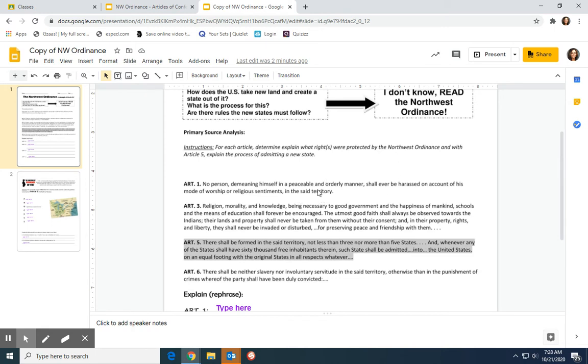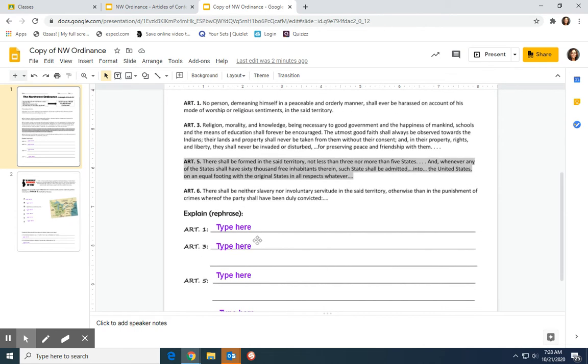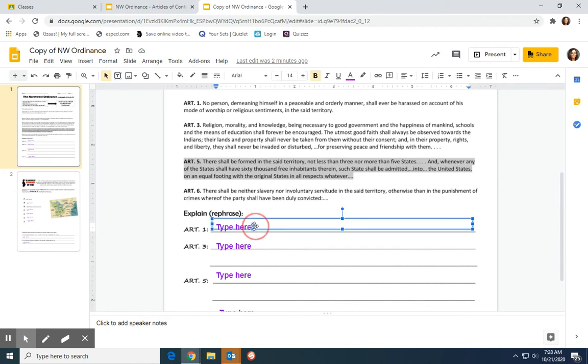So what rights are being protected here? No person demeaning himself in a peaceful and orderly manner. If you are acting peaceful and orderly, you should never be harassed on account of your mode of worship or religious sentiments. So what that is saying here is people can't be treated badly because of their religion.